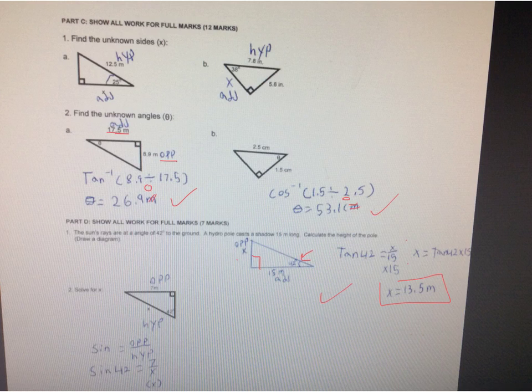Perfect. And our last question, number 2, solving for x, where x is the hypotenuse, and we're given 7 as the opposite. So we have sine 42 equals 7 over x, or x equals 7 over the sine of 42. And it looks like you have solved that one perfectly as well with 10.5, so that one's great.